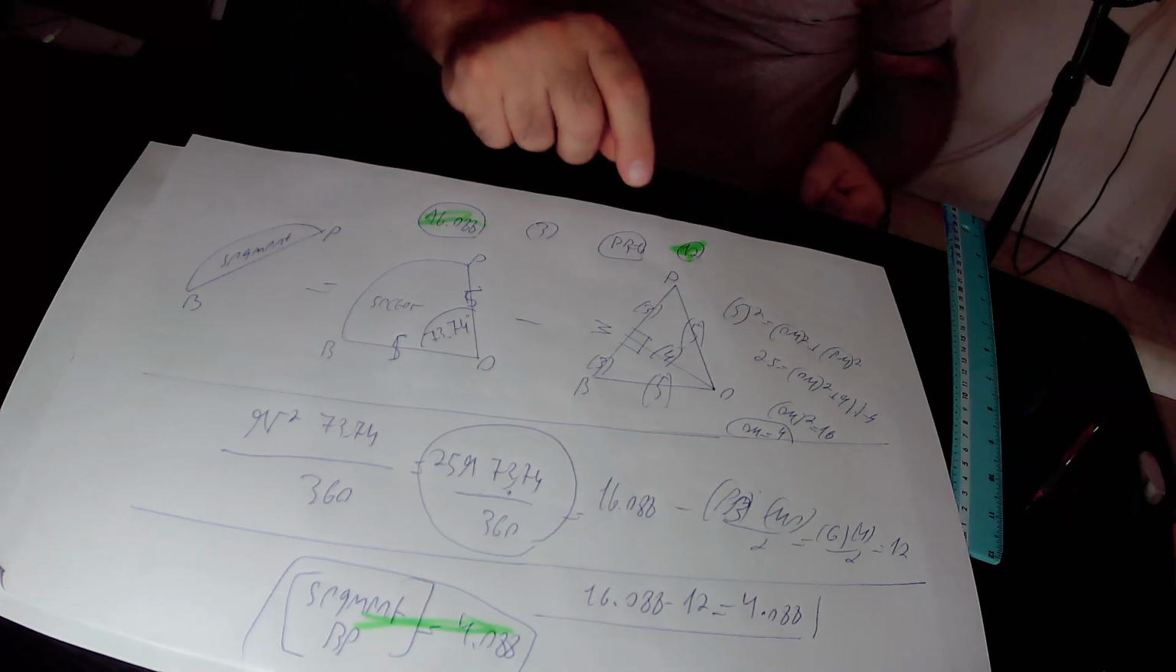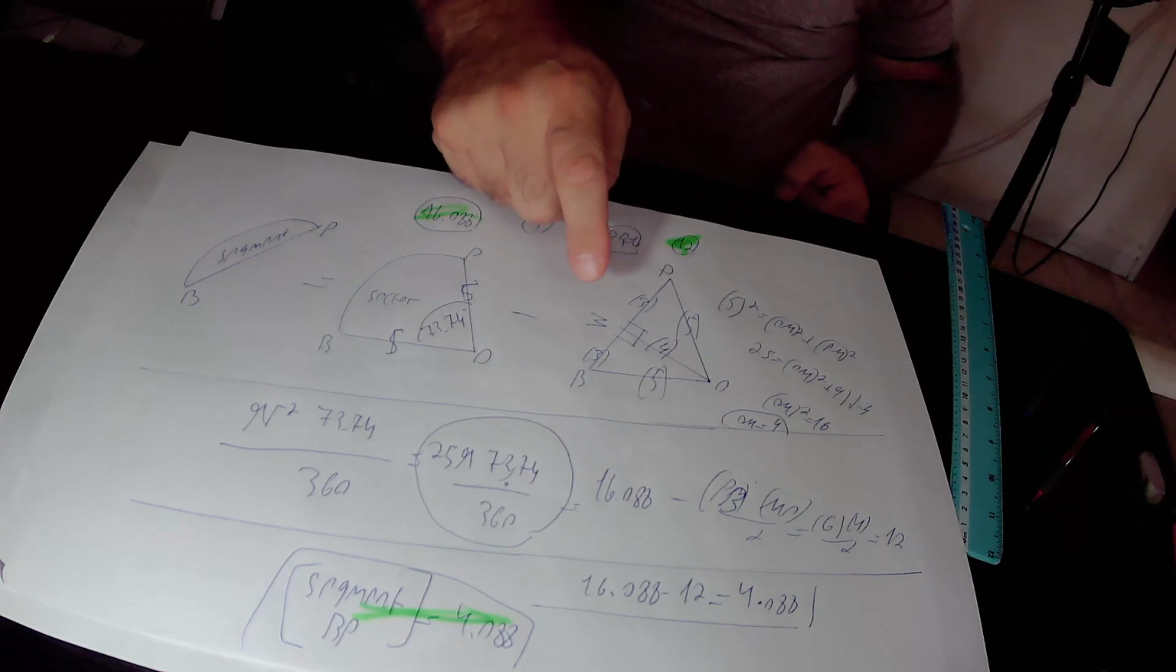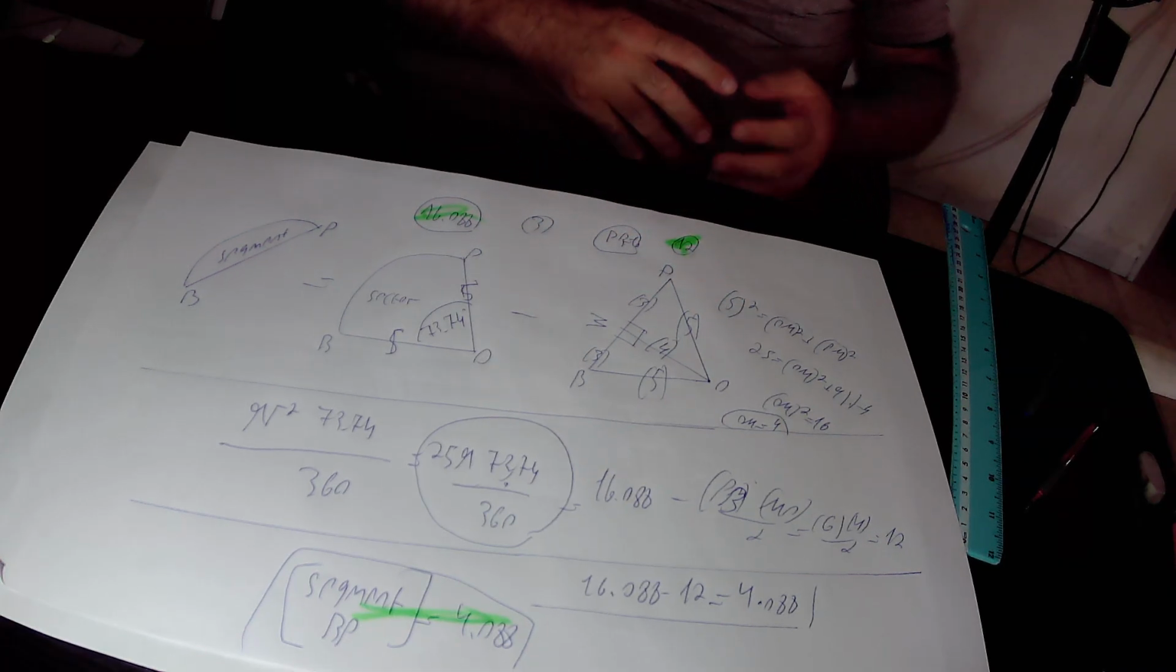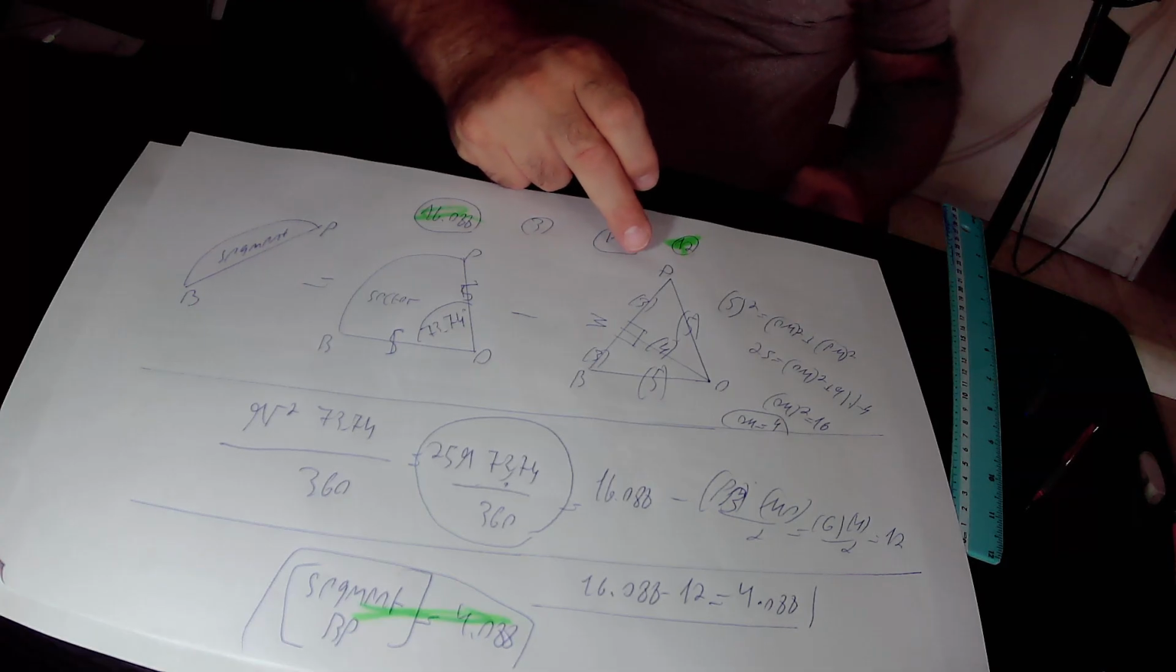Minus the area of this associated triangle BPO. Why is triangle BPO an associated triangle? Because BO equals OP equals 5. PB is defined as the base of this associated triangle POB.